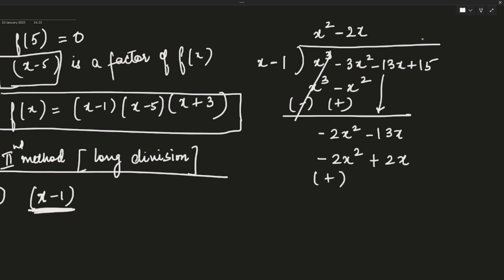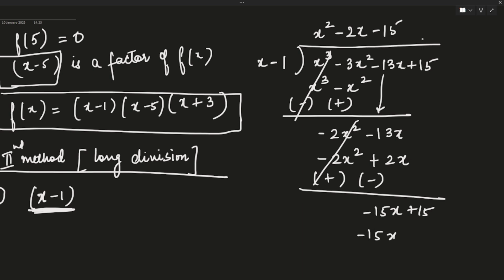Now we reverse the signs, so minus 13x minus 2x is minus 15x plus 15. x multiplied by minus 15 is minus 15x, and minus 1 into minus 15 is plus 15. We reverse the signs and get the remainder as 0. So we have simply divided the cubic polynomial by the factor that we took out by the hit and trial method.